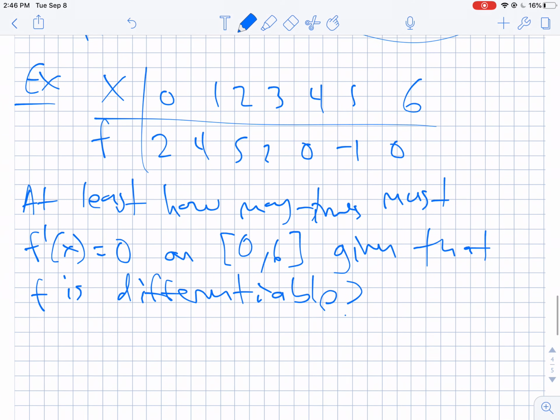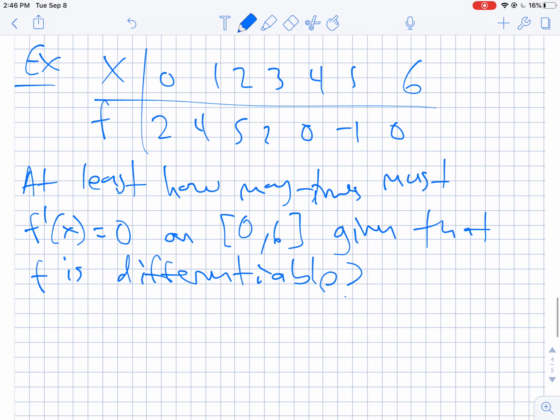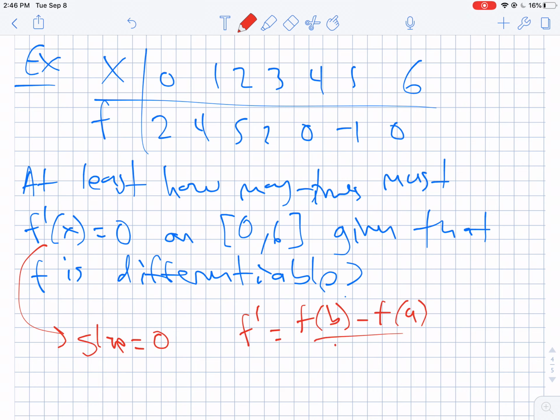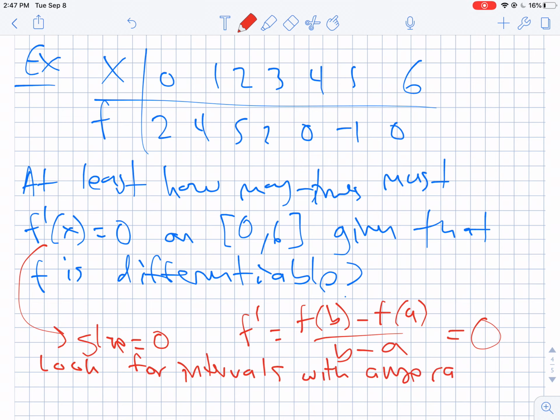Okay, so at least how many times must f prime equal 0? What that's saying is that the slope equals 0. So f prime, which equals f of b minus f of a over b minus a, that average rate of change, equals 0. So what we're going to do is look for intervals with an average rate of 0. I'm going to see where is the interval where you have an average rate of change of 0.